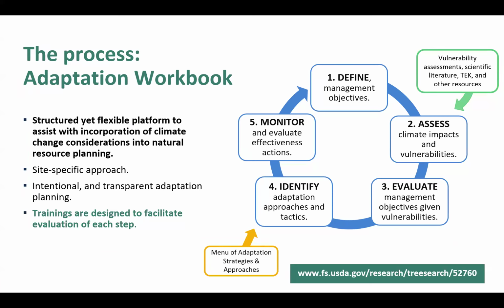This training guides participants through the Adaptation Workbook, a resource created and supported by the Northern Institute of Applied Climate Science and the USDA Climate Hubs. The Adaptation Workbook is a process designed to help managers integrate climate change considerations into natural resource planning. Each step is designed for custom inputs that rely on your expert judgment and evaluation. When completed, the Adaptation Workbook can provide a clear plan and project record that reflects each project's unique goals and values.